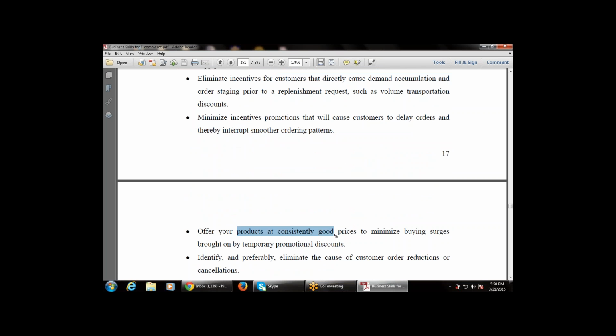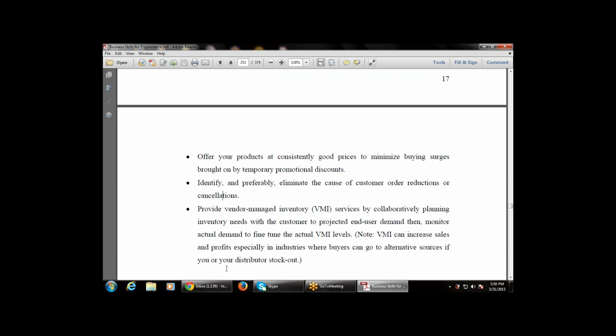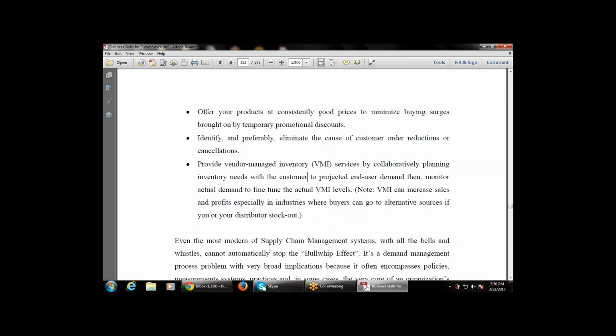Minimize the incentive promotions that will cause customers to delay the orders. Offer your products at consistently good prices to minimize the buying surges. Identify and preferably eliminate the causes of customer order reductions or cancellations. So these are the various measures that will define how to minimize the bullwhip effect. Provide vendor-managed inventory, that is VMI, services by collaborative, that is combined, planning and inventory management with the customer. So there is combined planning among the customer, manufacturer and the supplier. So there is a meeting among these, then vendor-managed supply management is done.